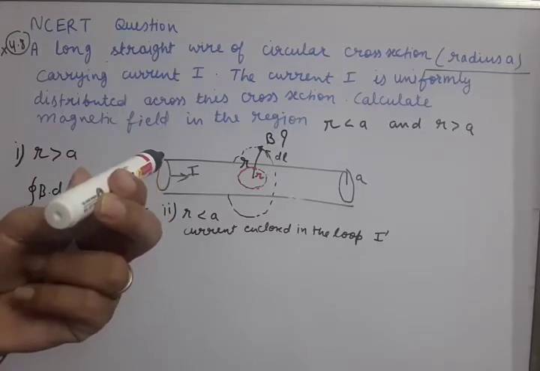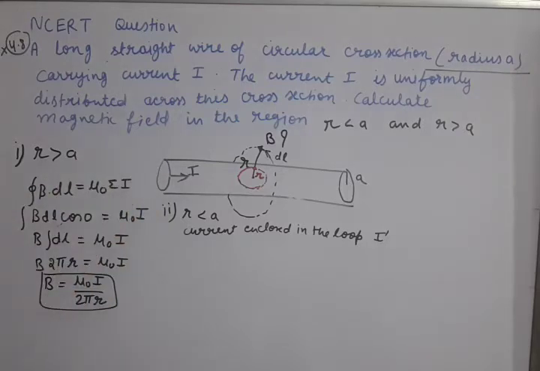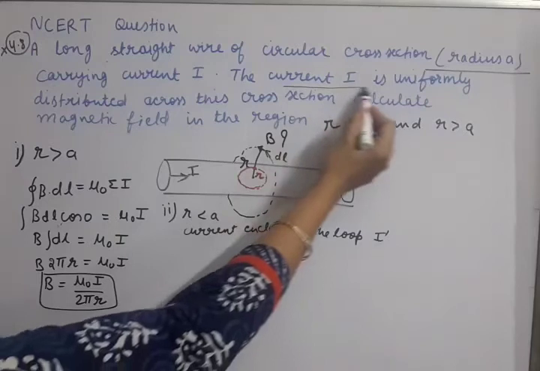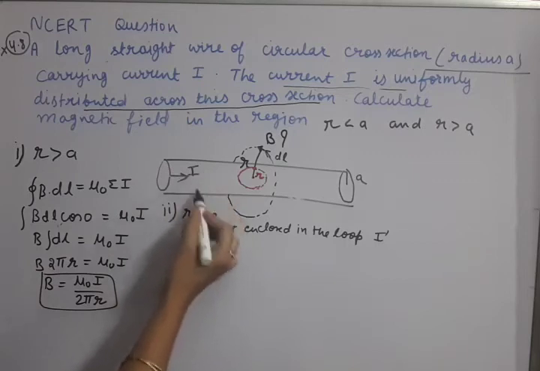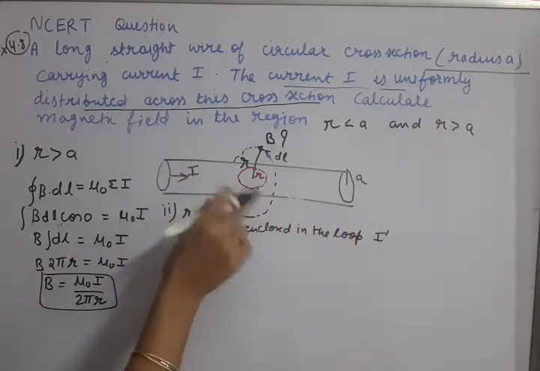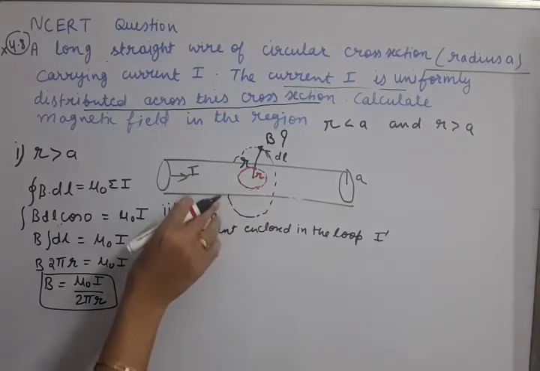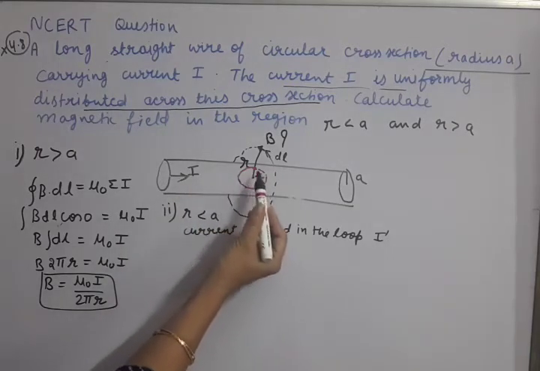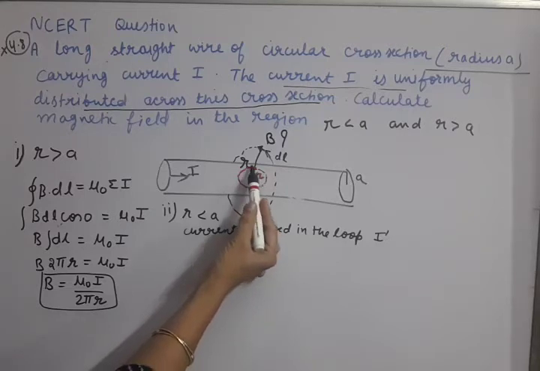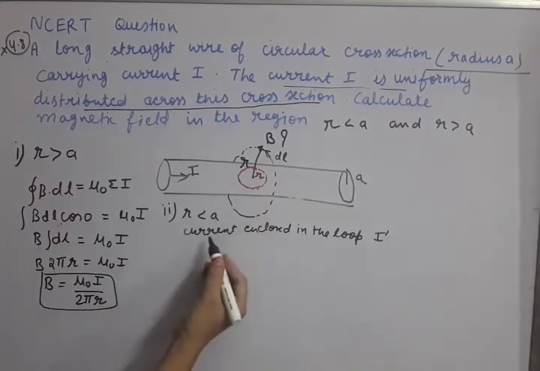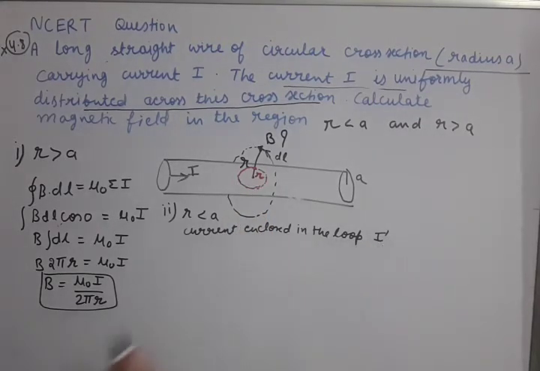only part of the current. Okay, since in this question it is written that current I is uniformly distributed across this cross section, that means this current I is present everywhere. When I am taking the small loop, I have to only consider the current which is inside this loop. Some of the current will remain outside of the loop, only some current will flow inside the loop. Suppose the current enclosed in the loop is I dash. So how will I find I dash, that is important.